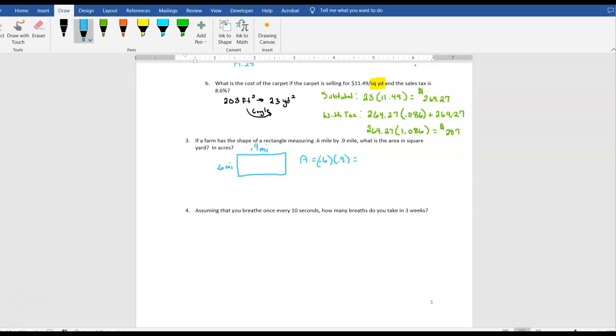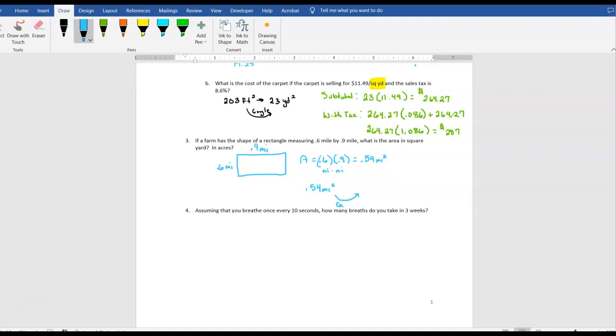And remember that we have miles times miles, so this is why we're going to end up with square miles. 6 times 9, so we have 0.54 miles times miles, which is square miles. Our question is in square yards and in acres, so we're going to take 0.54 square miles and Google that.